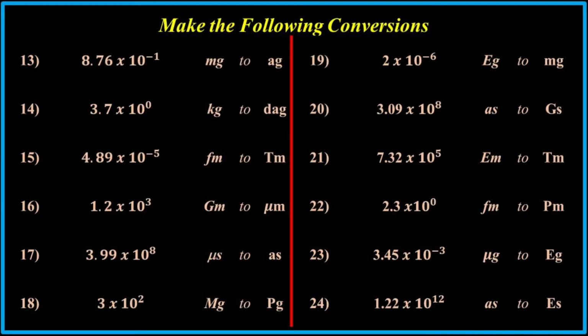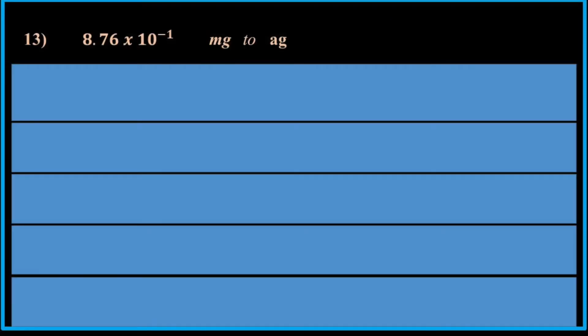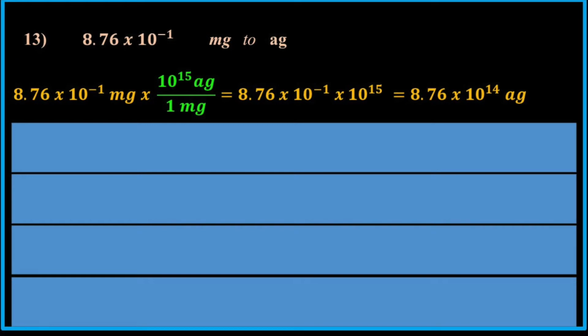Now, these are a little bit one step up, where you have, for instance, milligrams to attograms. So that'll be 3 and 18. So that'll be 15. So the first one will be 8.76 times 10 to the negative 1. So you're changing it from milligrams to attograms. So you know that the absolute difference between milli and atto is going to be -3 and -18. So it'll be 15. So it'll be 10 to the 15th attograms in 1 milligram.